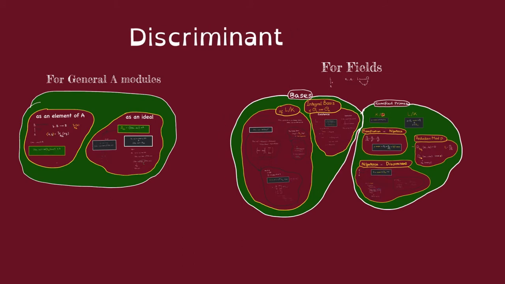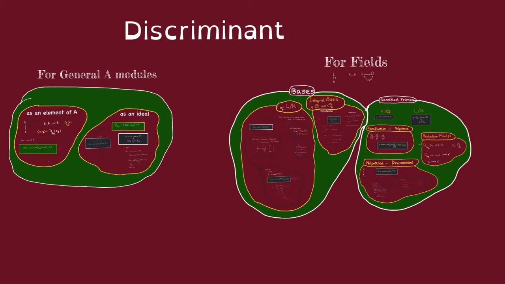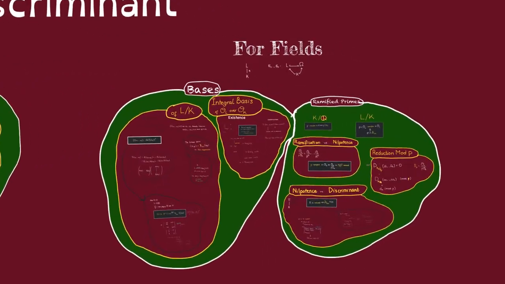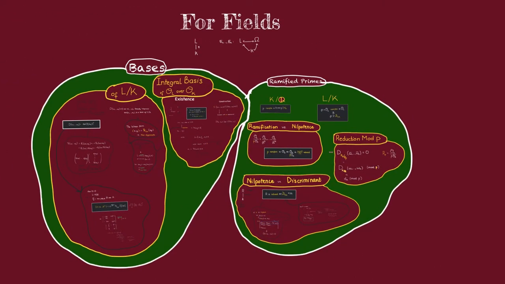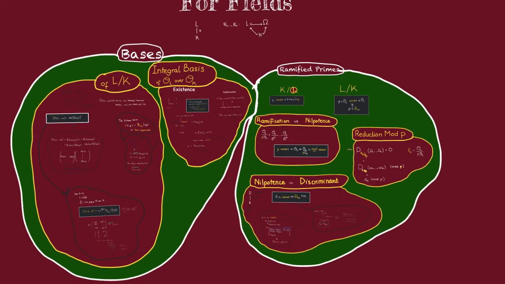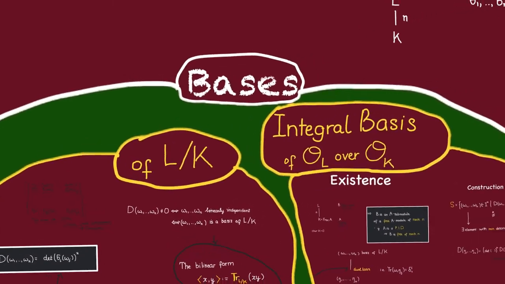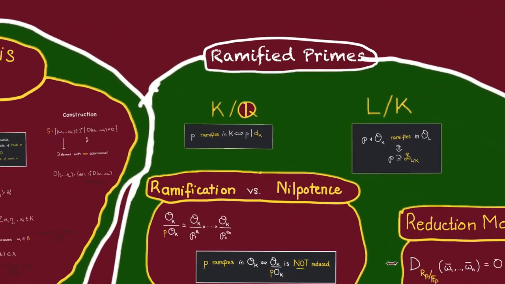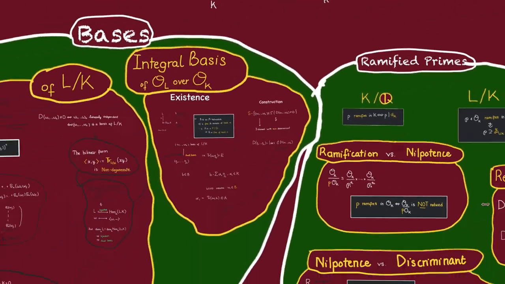Previously, we have discussed discriminant for general module. Now let's focus on the case of extension of number fields. Remember in the introduction we asked, what does a discriminant discriminate? And we said that we're going to use it to discriminate two things, bases and ramified primes. So let us start with bases.